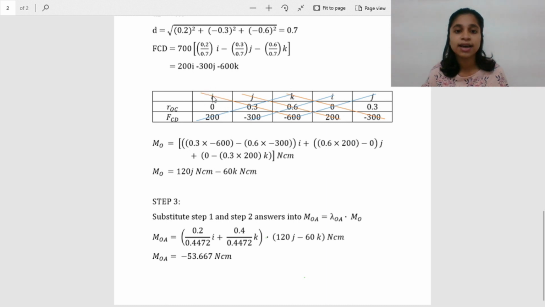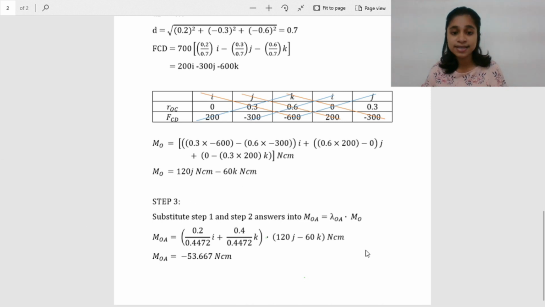As you guys can see here, there are red lines and blue lines which we need to draw. The red line product minus the blue line product of each coordinate. I will give the example for the i coordinate. So the red line of the i coordinate is 0.3 times negative 600, minus the blue line of the i coordinate, 0.6 times negative 300. We write here for the i coordinate and so on for the j and k coordinates. So the answer of the moment on point O is 120 j minus 60 k.